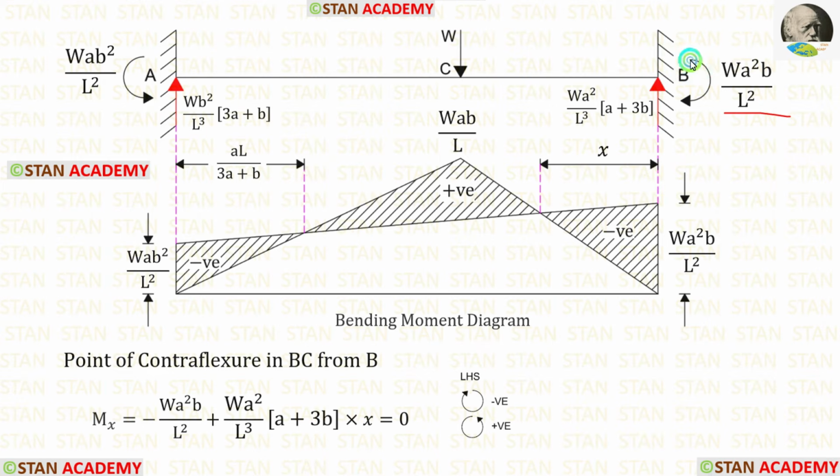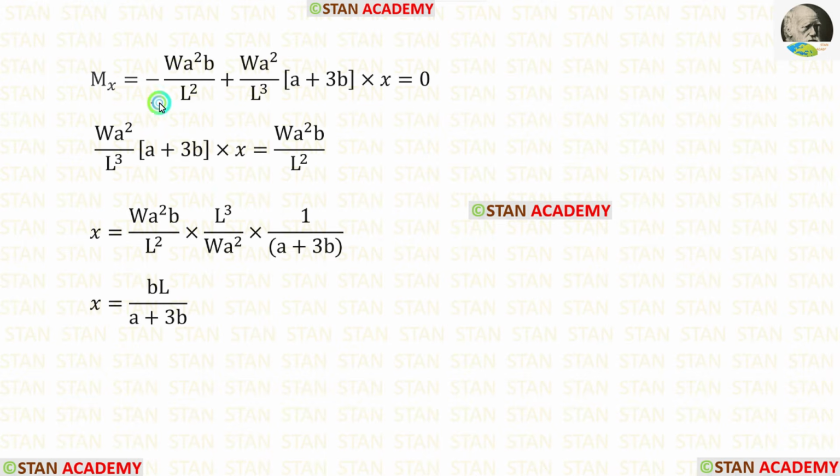MB is acting in the clockwise direction, so it will be negative. RB is acting in the anti-clockwise direction, so it will be positive and the distance is x. We know that at the distance of x, the moment will be 0. So Mx will be 0. Let us take this term to the right side. So it will be positive.